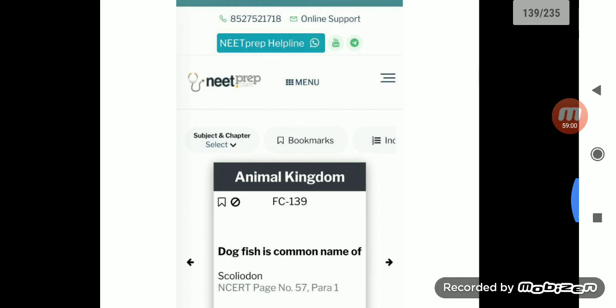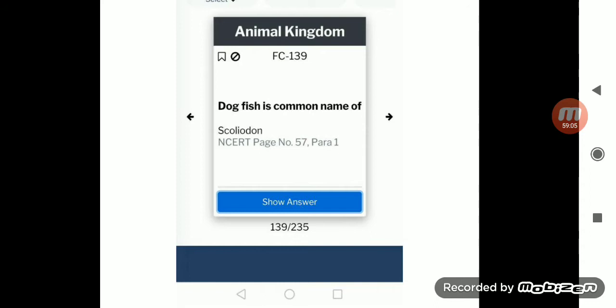Dogfish is the common name of Scoliodon.